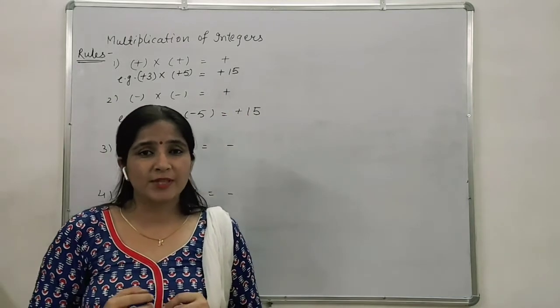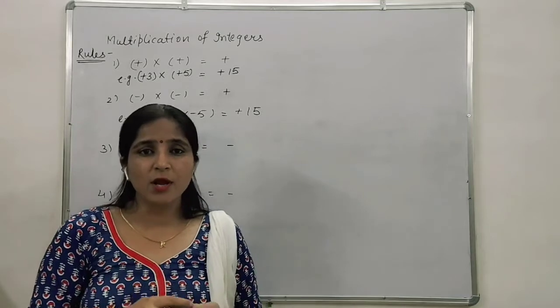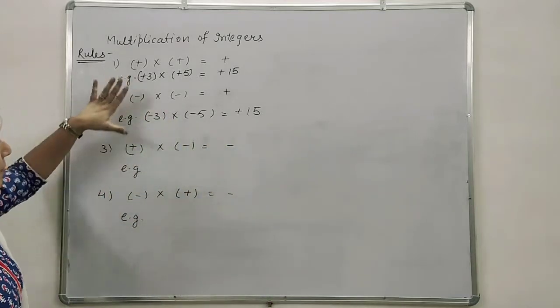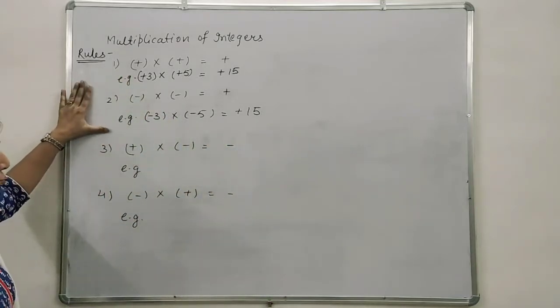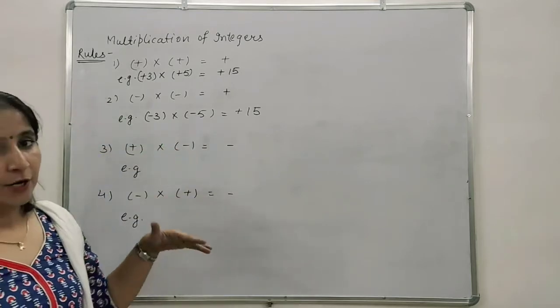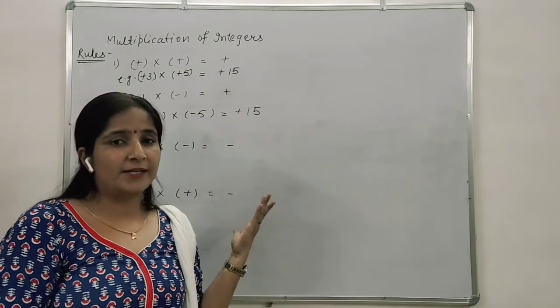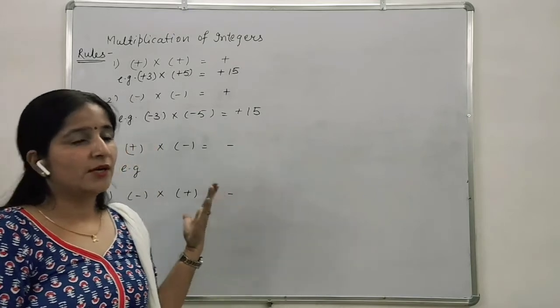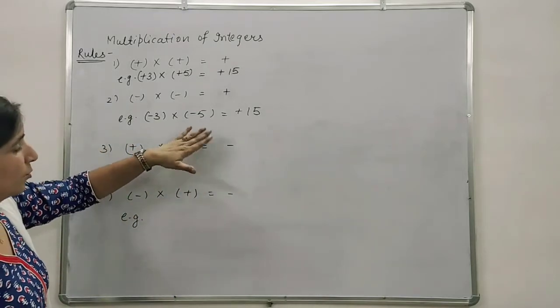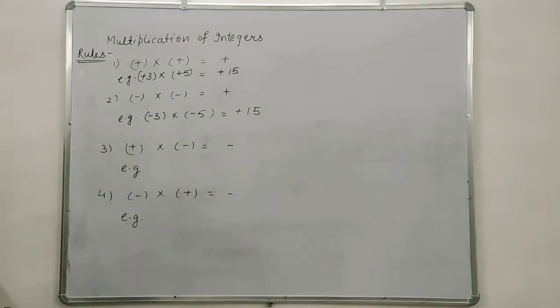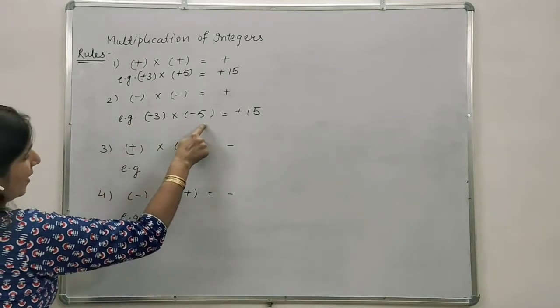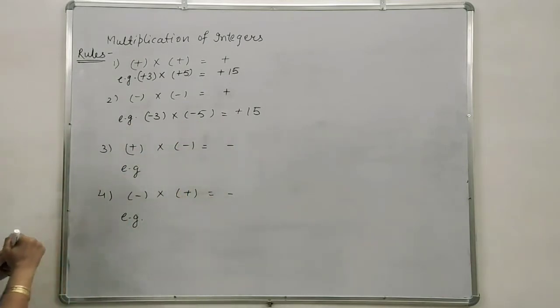Please don't confuse it with addition or any other rule. Okay? These are multiplication rules, so they are different from that. To understand better, I have shared an activity and you can watch that activity also to understand more about the multiplication of integers. So minus 3 into minus 5 is equal to plus 15.